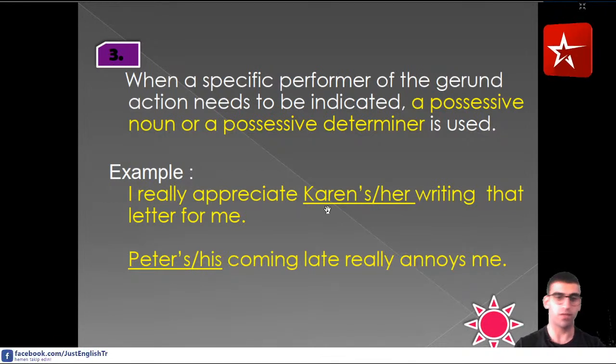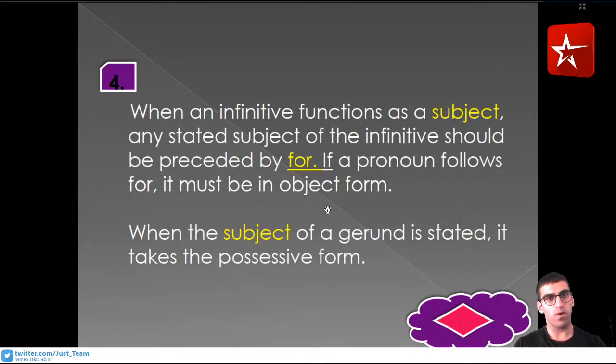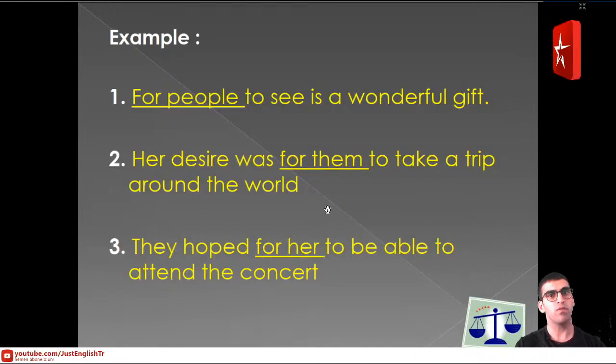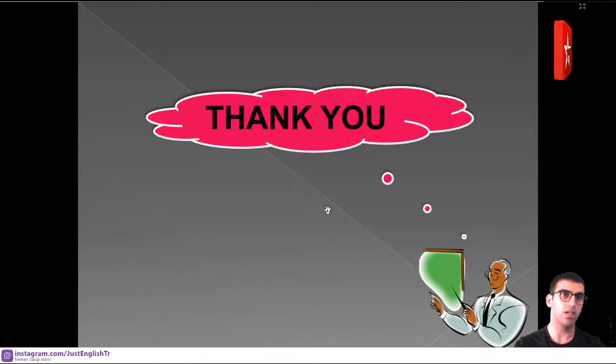Rule number 4, when an infinitive functions as a subject, any stated subject of the infinitive should be preceded by for. How can we use them? I will show you. When the subject of the gerund is stated, it takes the possessive form. Like, for example, for people to see is a wonderful gift. Or we can say her desire was for them to take a trip around the world, or they hoped for her to be able to attend the concert.